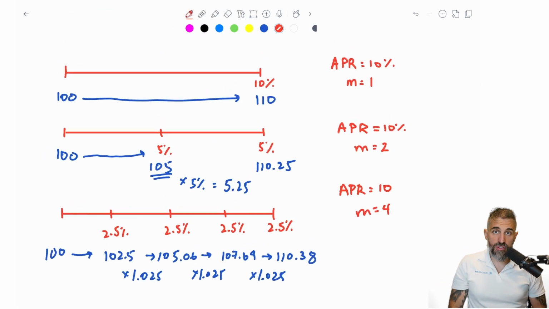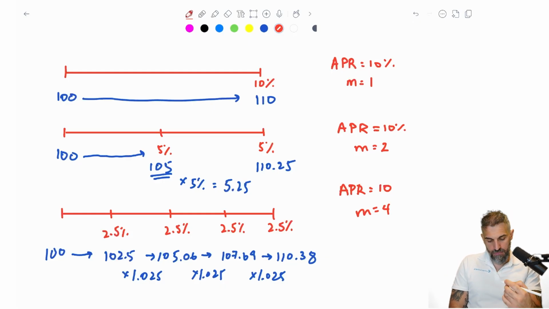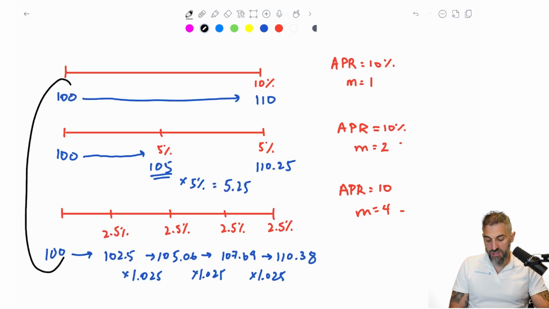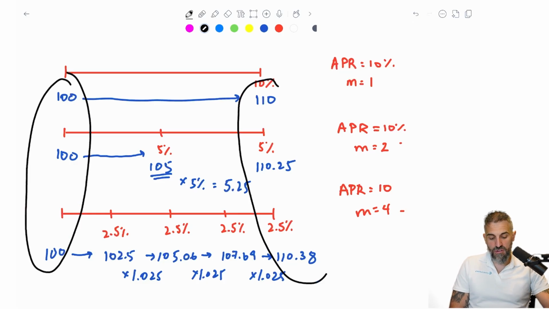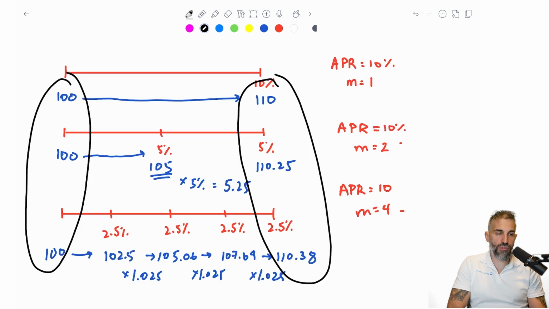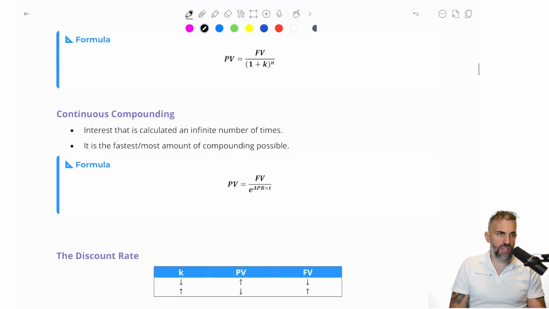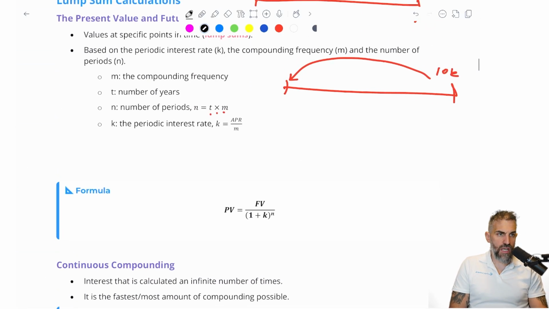So what do you notice, guys? I started with $100 in all 3 situations. All 3 situations technically pay me 10% interest per year, but because here I'm compounding, aka I'm dividing my year into smaller periods, my money grows faster. And so that's why the compounding frequency matters. The present value was the same. The future value is different. We'll talk about effective rates and all that a little bit later. For now, we're just introducing the concept. So that's why M matters.